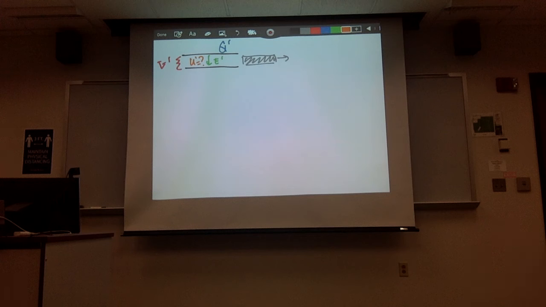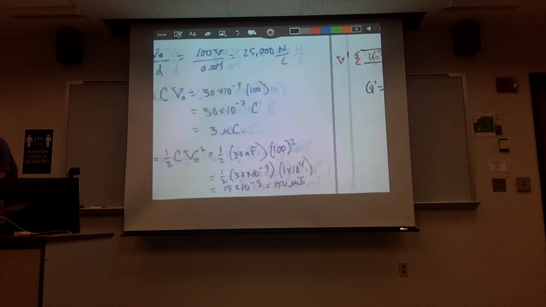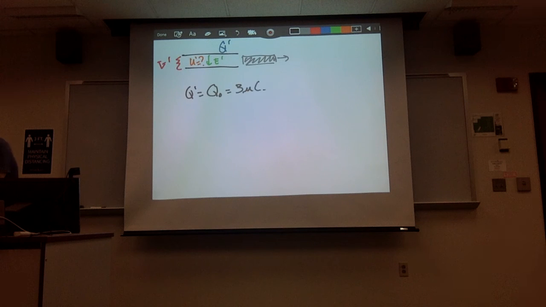So what's the new charge? That was the same, right? It's the same, that's right. So in this case, we know that my new charge is simply equal to the old charge, which was our initial charge. And we said that was equal to what? 3 microcoulombs. So that's going to be my new charge.